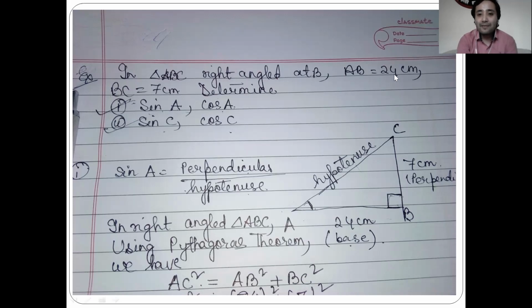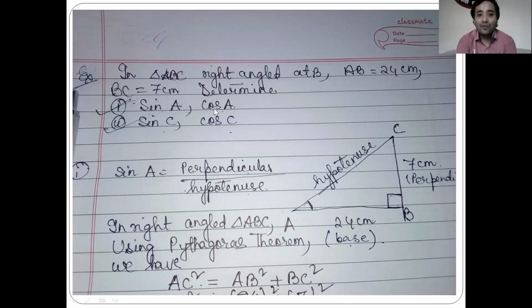Then AB is given as how much? 24. So AB is given to be 24. I have put it. BC is how much? 7. Now there are two parts of the question. One is I have to find sine A, cos A, and the second one is I have to find sine C, cos C. So first let me go for the first part, where the angle of inclination is A. Let me first solve for sine A and cos A.